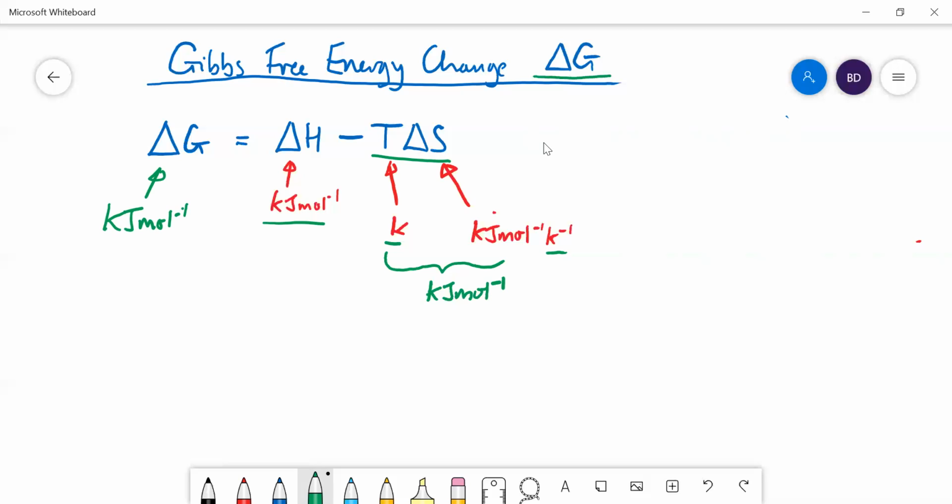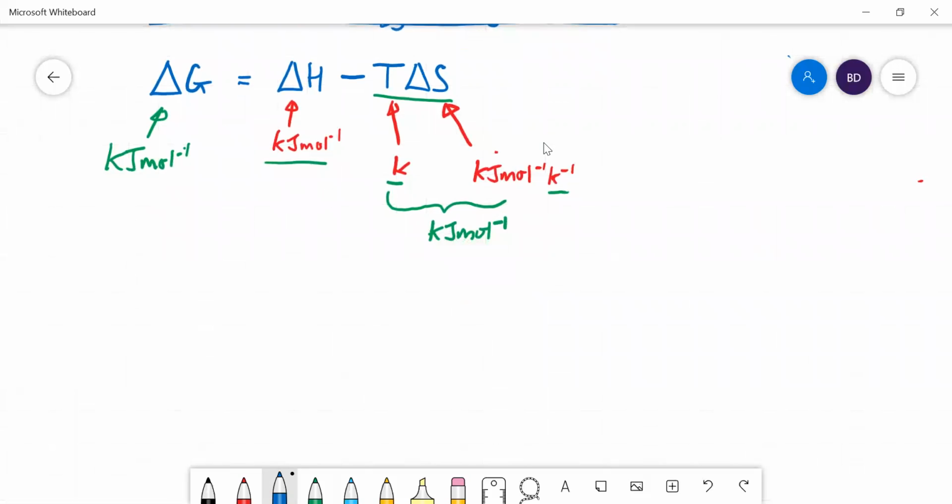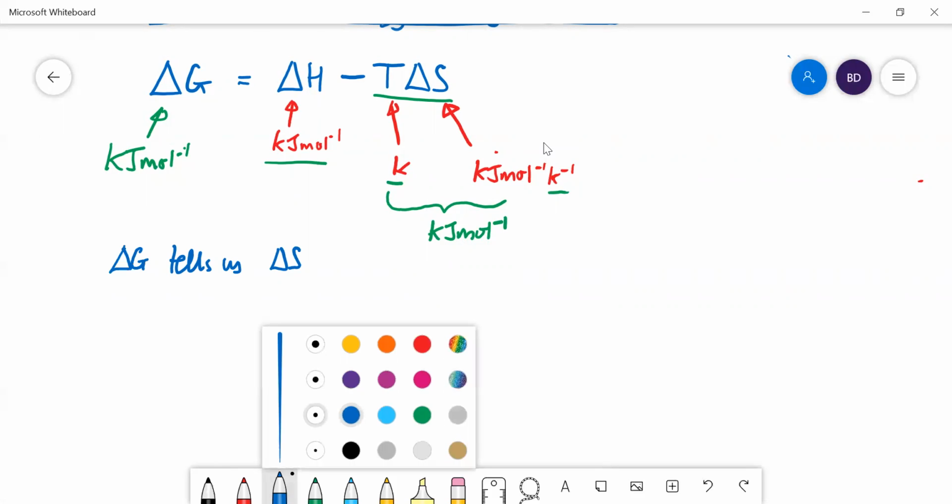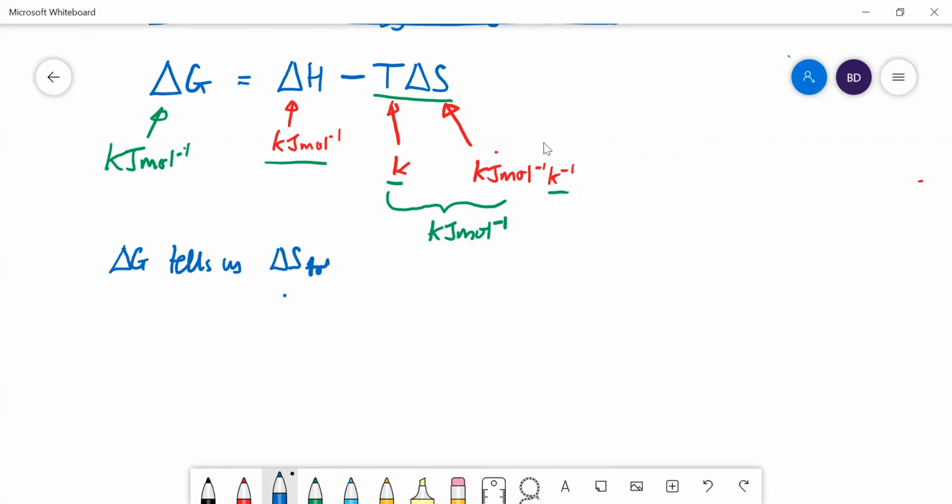What is delta G? It's called the free energy change, and it can be used for a number of things. What we're interested in is that delta G tells us what delta S total for a reaction is, in other words, delta S of the reaction and of the surroundings. So I'll put delta S total in this column, and delta G in this column.